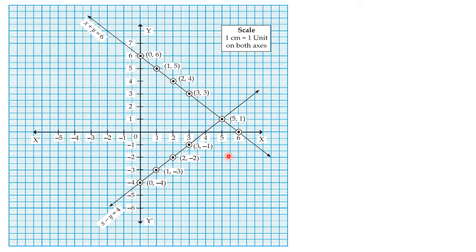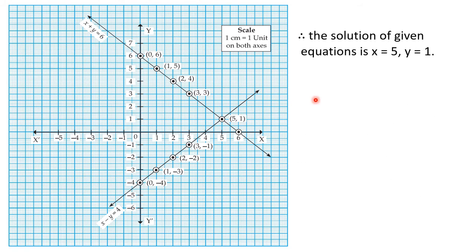Now see, these two lines intersect at the point (5, 1). So this is our solution. Okay. So you can write down, therefore the solution of the given equations is x is equal to 5 and y is equal to 1. Or simply you can write down solution is equal to inside the round bracket (5, 1).